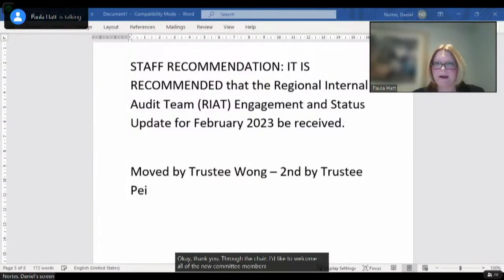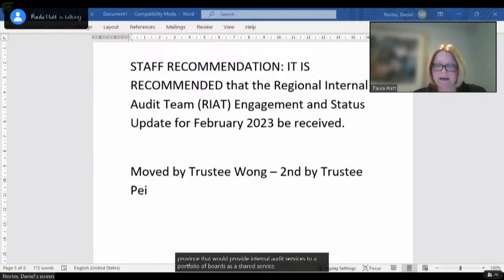Now, before I provide my update, for the benefit of the new members, I'd like to give you a quick background on the Regional Internal Audit Team, as our internal audit model is a little bit different from the normal internal audit model. A number of years ago, the ministry started to provide funding for internal audit, as most of the school boards across the province lacked an internal audit function. Given the funding available, it was decided to create teams throughout the province that would provide internal audit services to a portfolio of boards as a shared service.